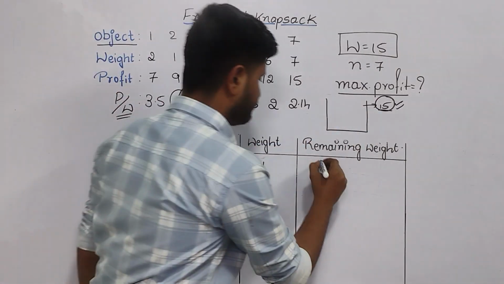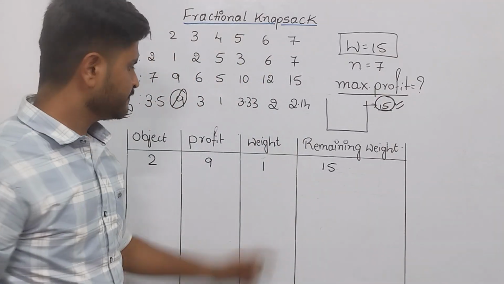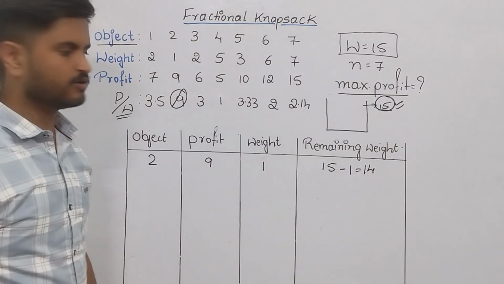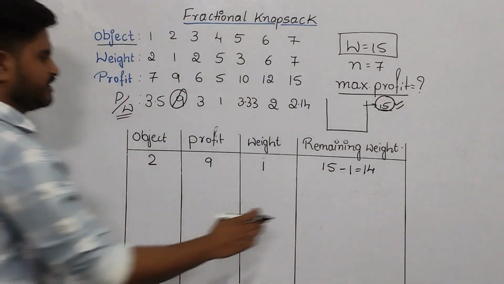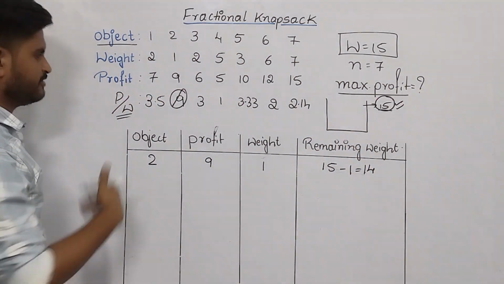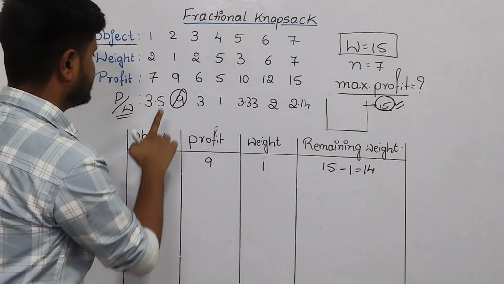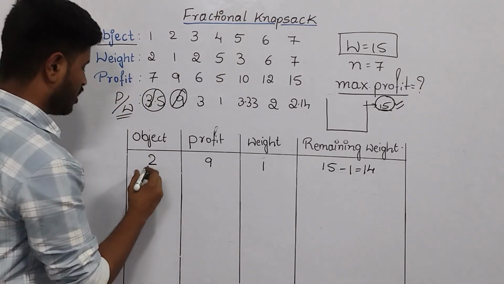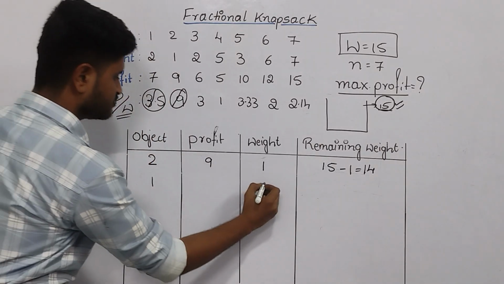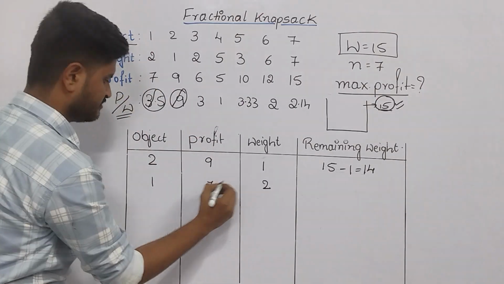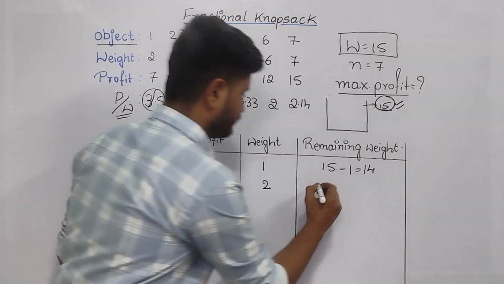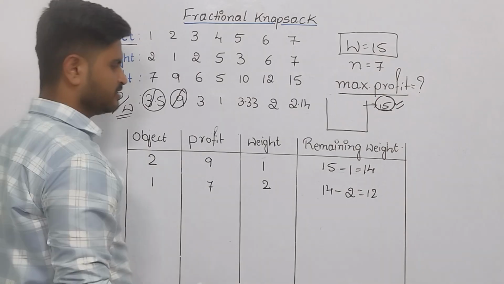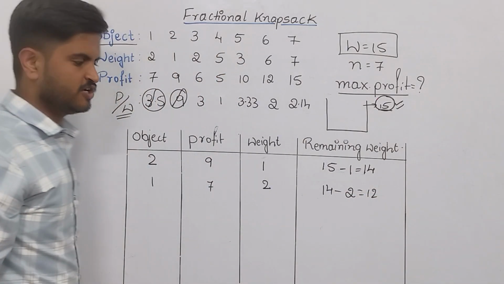Next, its weight is 1. Here we were having the 15 as the maximum weight. Now we are using 1. So 15 minus 1 will be 14. Now we are left with only 14 space, that is 14 maximum weight. Now what we will be doing? We will be continuing the same process, finding the maximum profit by weight ratio. Here it is 3.5. Now the object is 1. Its weight is 2. Its profit is 7. 14 minus 2 will be 12. Now we are left with the maximum weight of 12.